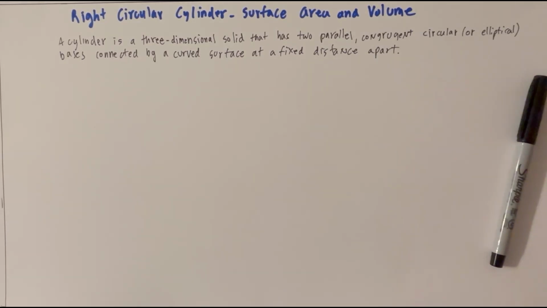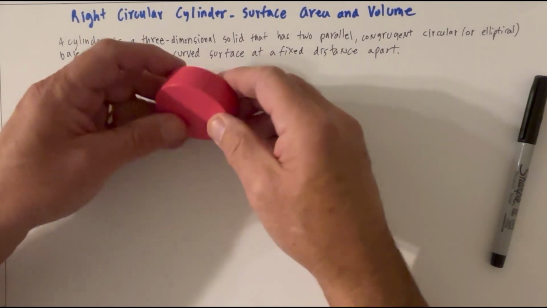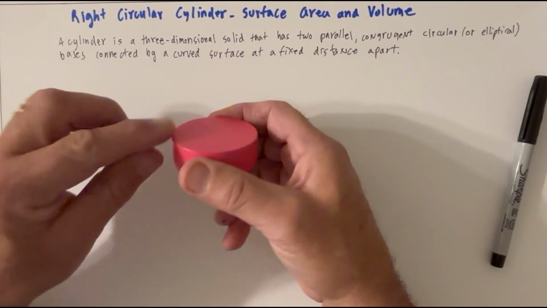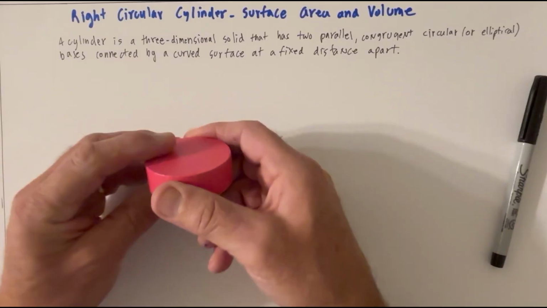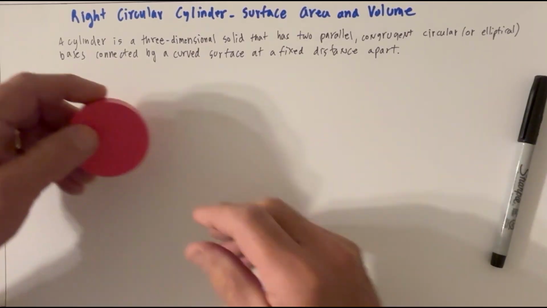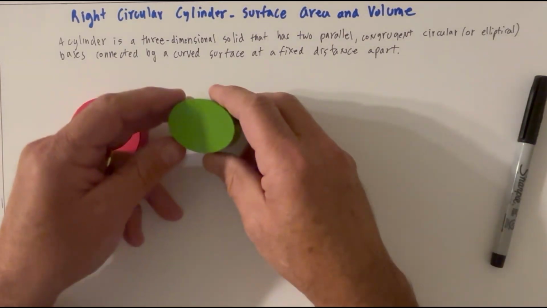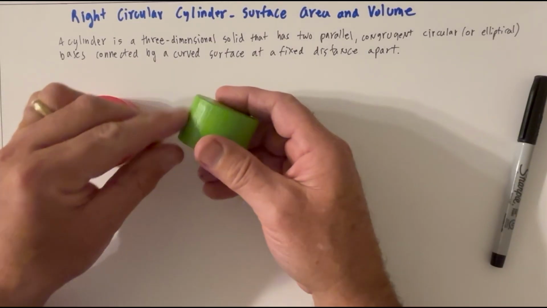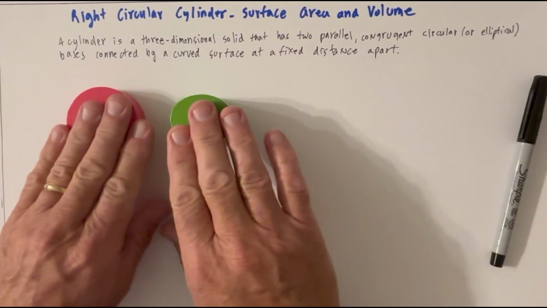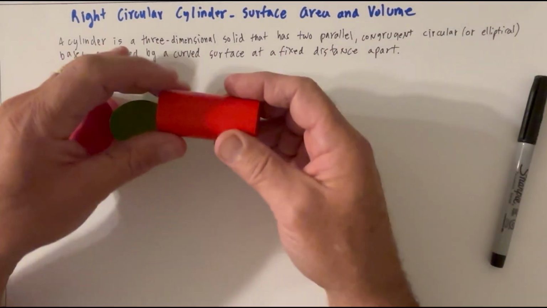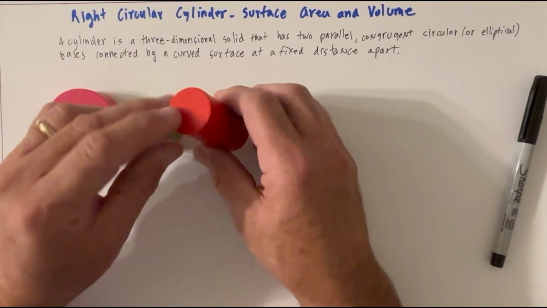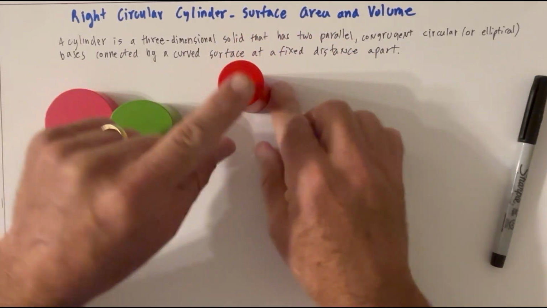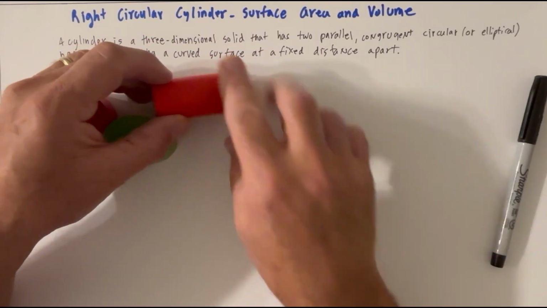Okay, here's some examples. This is a cylinder. It's got a circular base and it's connected by a curved surface. So there's the cylinder. This is a cylinder also, but it's got an elliptical base. So there's the height of it. So two cylinders right here. And this is the third one. This is the one we're going to look at in this video in particular. Circular base. This is called a right circular cylinder because this is a right angle.